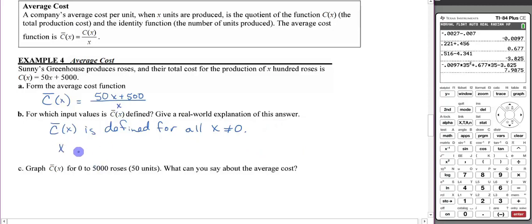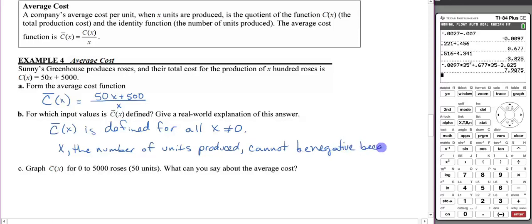So X, the number of units produced, cannot be negative. That's because we cannot produce a negative number of units.